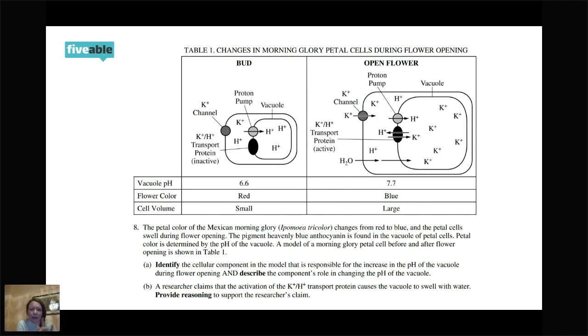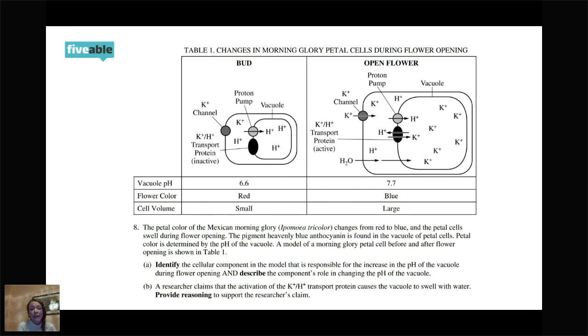So we're given, okay, Table 1: changes in morning glory petal cells during flower opening. So there are some changes in the cells based on whether we have a bud, which is on the left-hand side. We'll notice that we have a vacuole with a pH of 6.6. So it's slightly acidic, okay? That's what that means to me. If I look up at the vacuole, I notice that the vacuole has a lot of hydrogen ions in it. So that makes sense that that would be acidic.